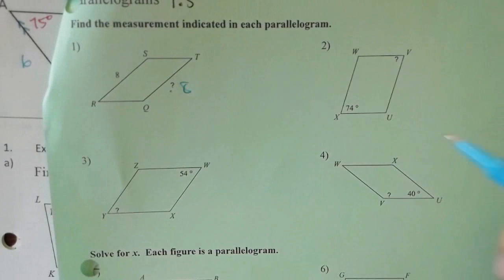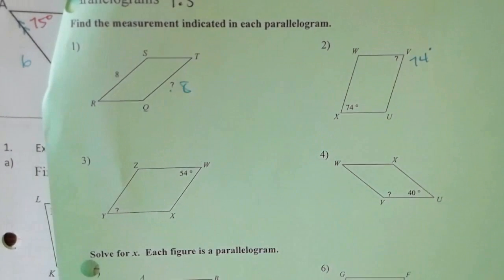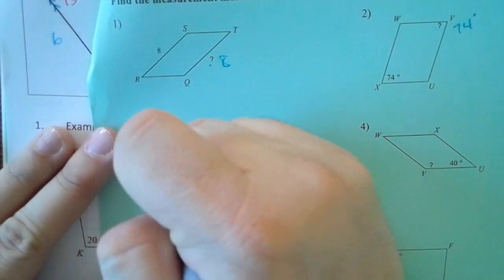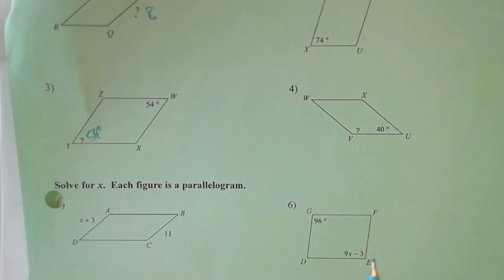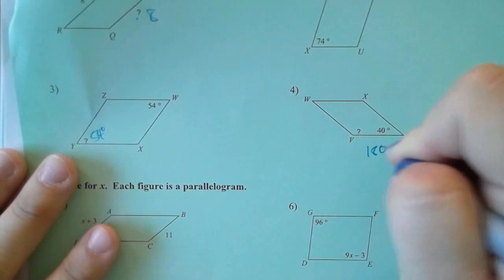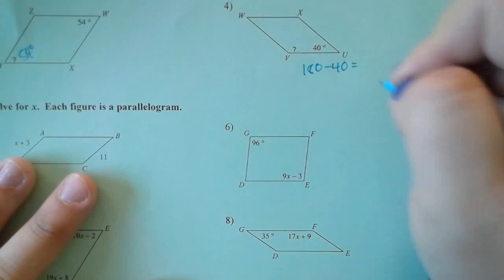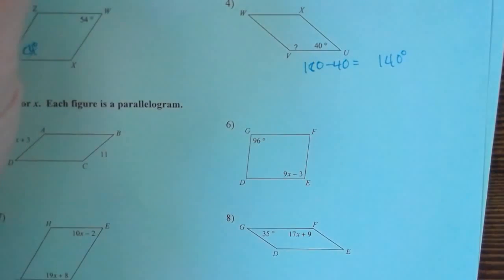What do we know about opposite angles? They're the same, so angle V is what? 74 degrees. What do we know about opposite angles again? They're the same, so angle Y, 54. And what do we know about consecutive angles? Here's the one if you're going to make a mistake, this is where it is. What do we know about angle V and angle U? They're supplementary, which means you don't actually have to write this if you can do it in your head, but if you need to, go for it. That means angle V is 140 degrees.